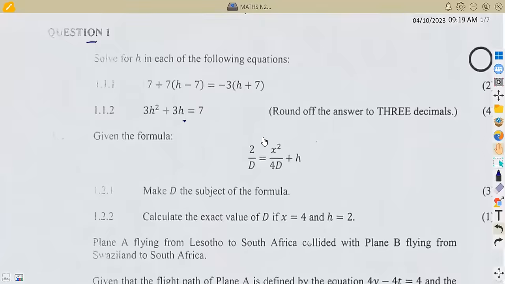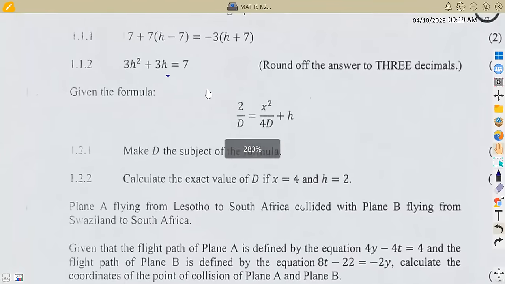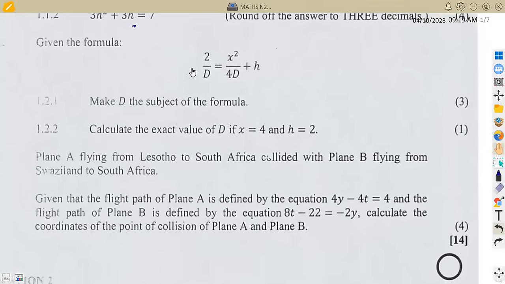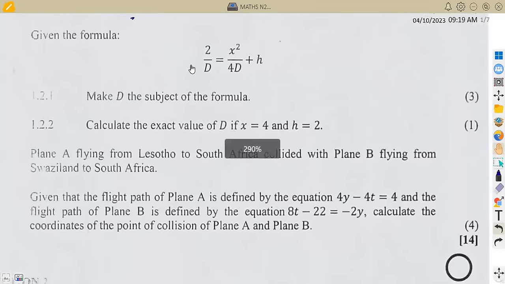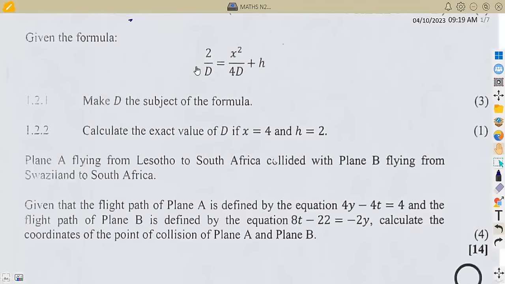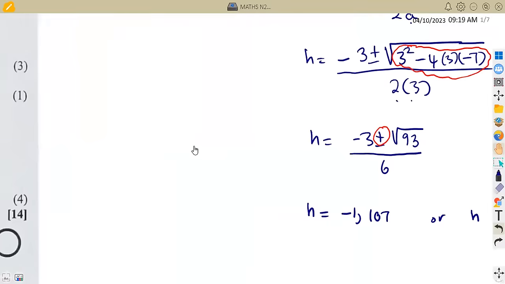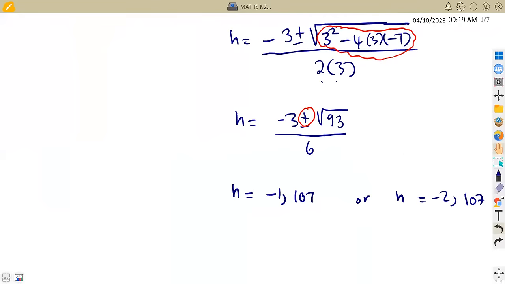All right, so let's check the other part of the question, which is question 1.2. We are now given the formula 2 over d, which is equal to x squared over 4d. And from this one, we are asked to make d the subject of the formula. That is to transpose for d in this case. So let's check what we are given.